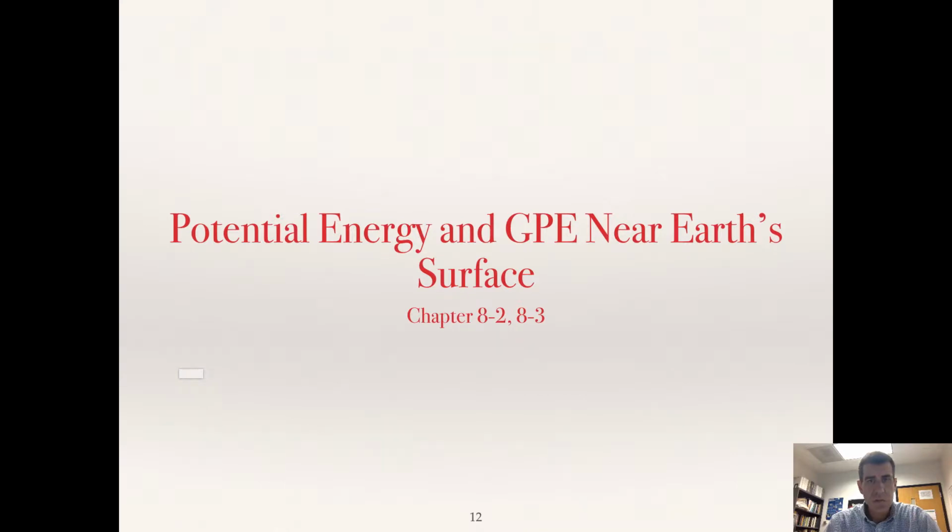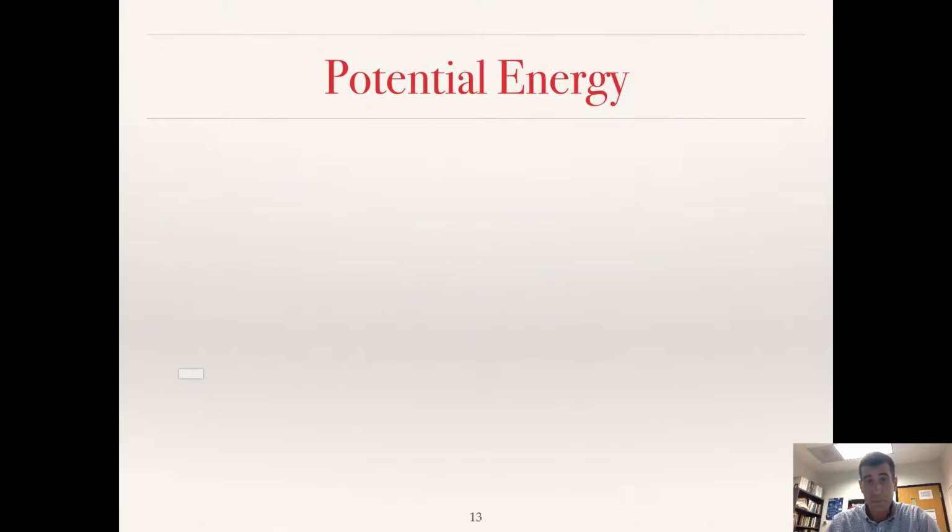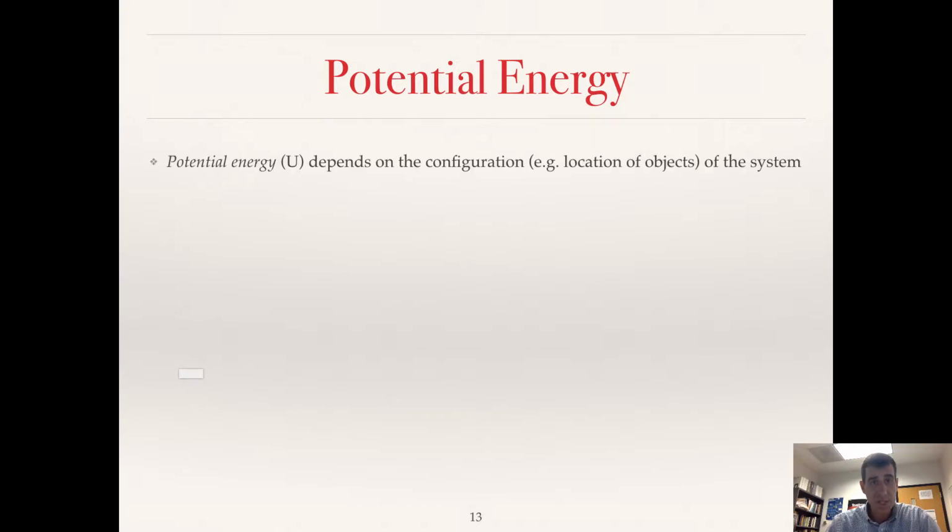So the next video from chapter 8 is going to cover potential energy and gravitational potential energy near the Earth's surface. And this is chapter 8-2 and 8-3 from the textbook. Okay, so last video we talked about energy, which just described the state of a system, and kinetic energy, which was the energy of motion. So now we're going to talk about potential energy.